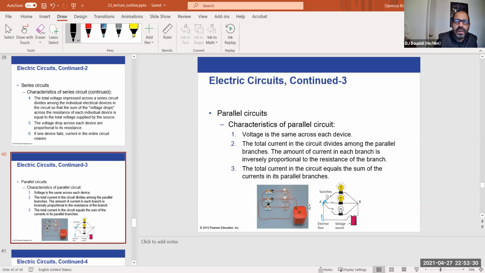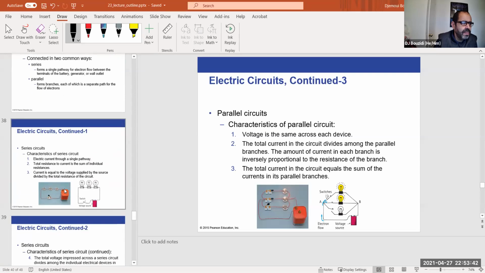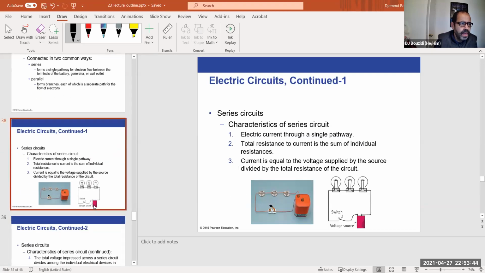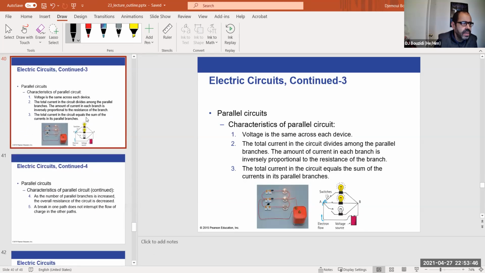This configuration is a parallel configuration. The voltage is the same. The voltage between this node and this node is the same. So if it's 1.5, it's 1.5 for all 3 of them. So the biggest difference between a series circuit and a parallel circuit is that in the parallel circuit, the voltage is the same. The current is not. As a matter of fact, it's 0 here.